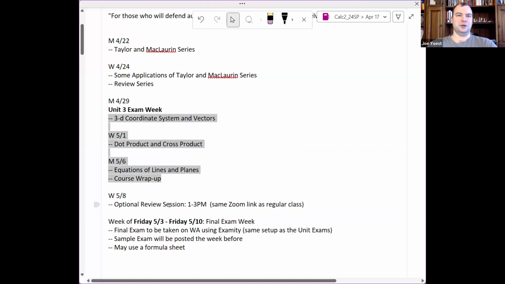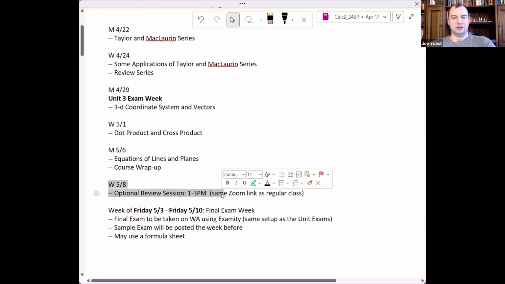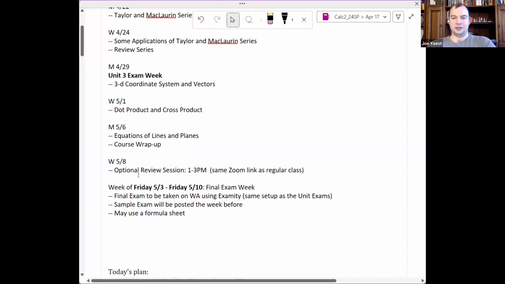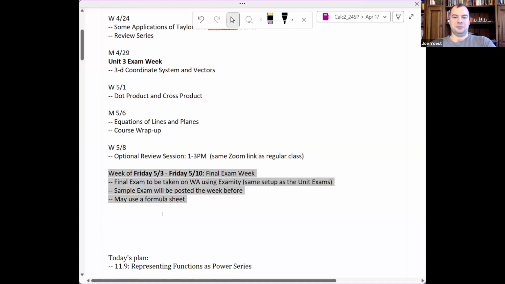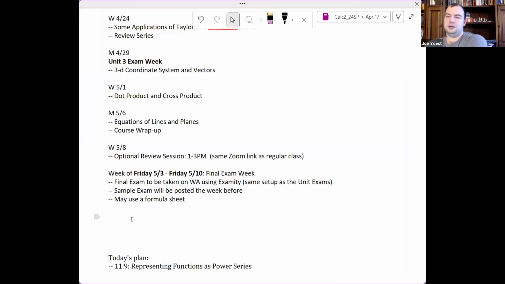So the introduction of the 3D coordinate system and some operations in that system will be the last few class meetings. We have an optional review session from 1 to 3 p.m. on Wednesday the 8th. And then the final exam will be available, same kind of setup as the unit exams, taken on WebAssign through Examity from Friday 5/3 through Friday the 10th. Just make sure to note that Friday is the due date. Our typical due dates have been Sunday, but just because of where the semester ends, the due date is on Friday.